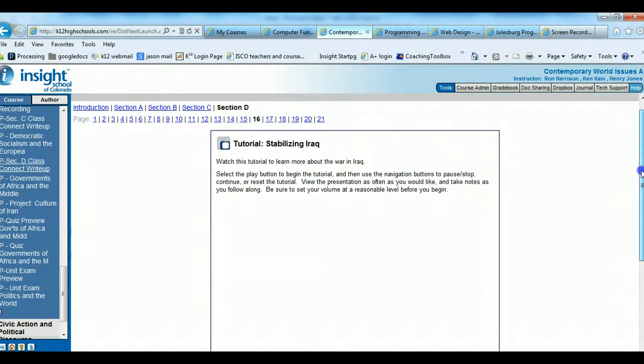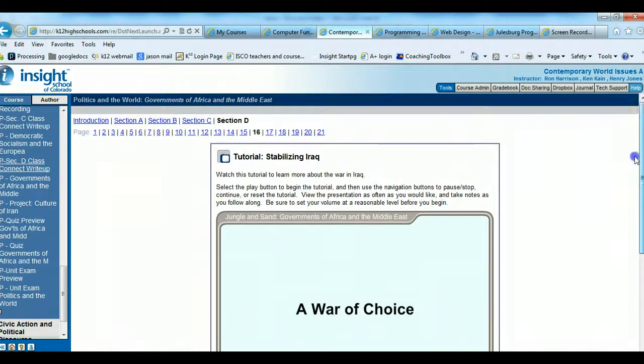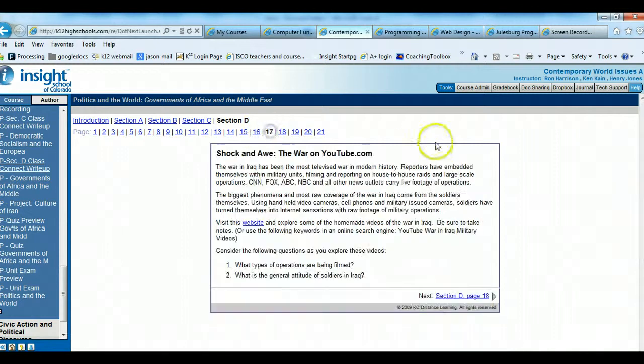Here's a tutorial on stabilizing Iraq, so you can play that and learn a little bit about how we're trying to stabilize Iraq with our military presence there. Shock and awe, the war. This was what President Bush called the war in Iraq, shock and awe. So you can go to this website and watch some of the videos about the war and what was happening at that time.